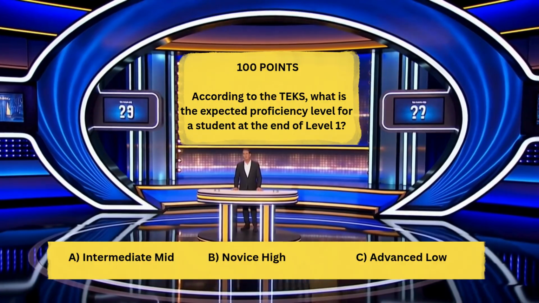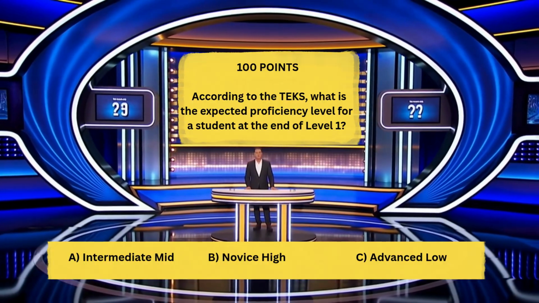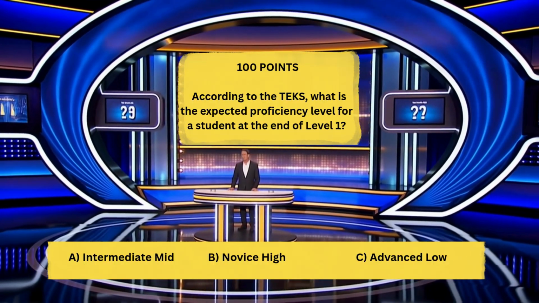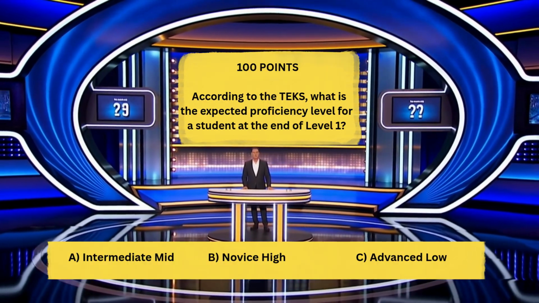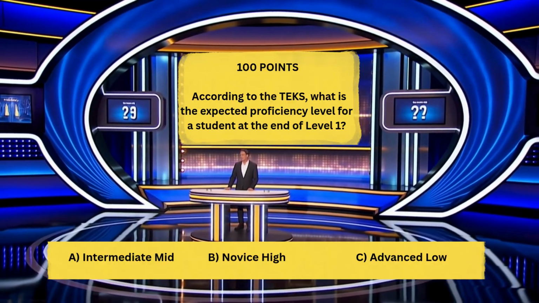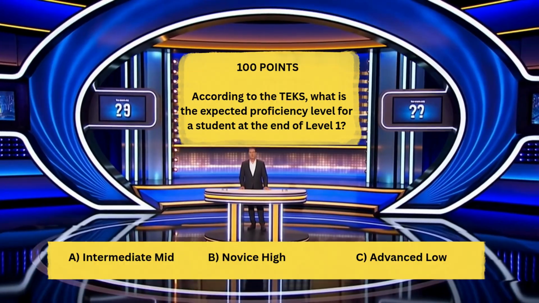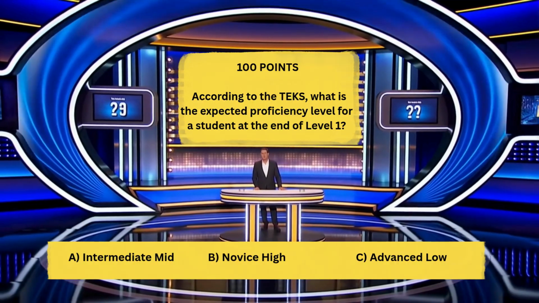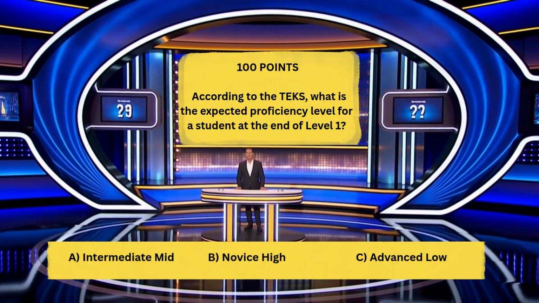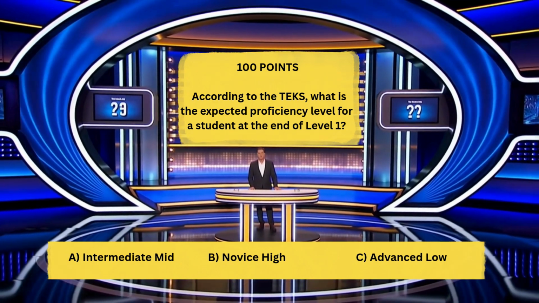Okay, here we go. For 100 points. Question 1. According to the TEKS, what is the expected proficiency level for a student at the end of level 1? Options: A, intermediate mid, B, novice high, C, advanced low. 3 seconds, lock it in.